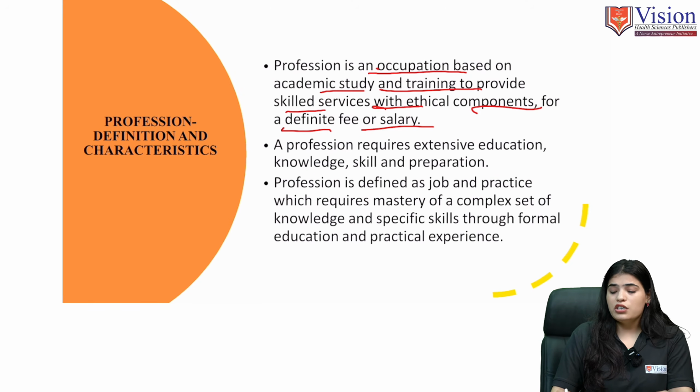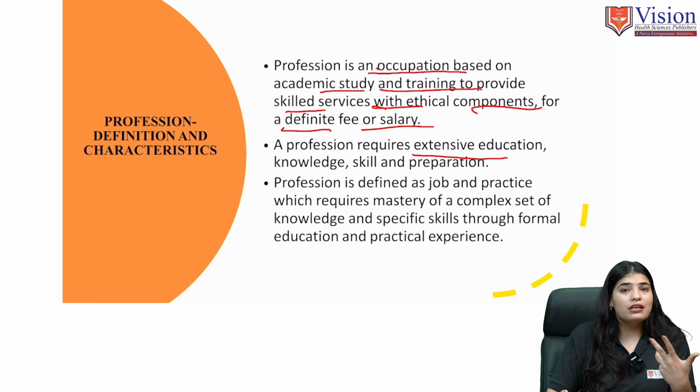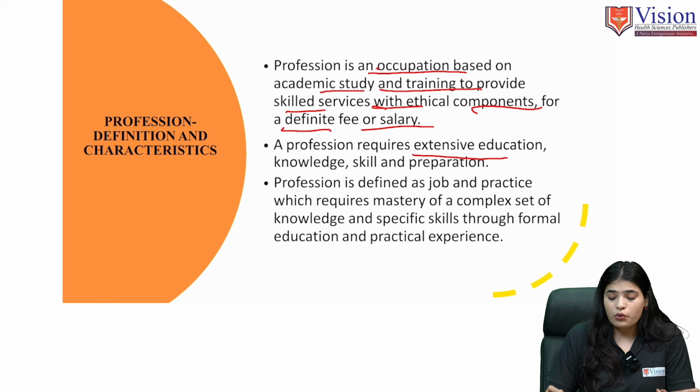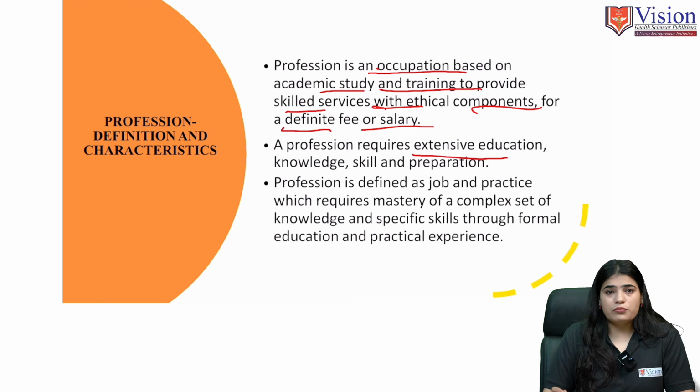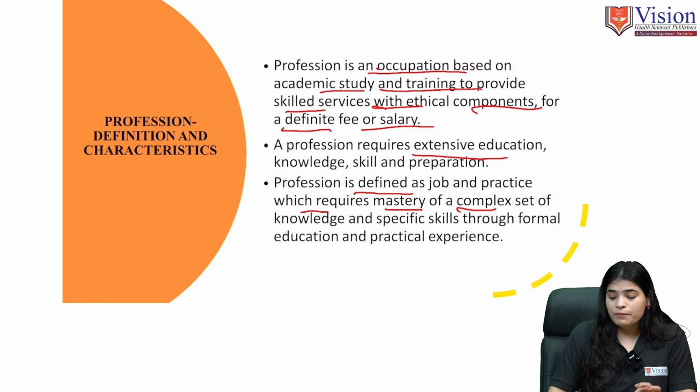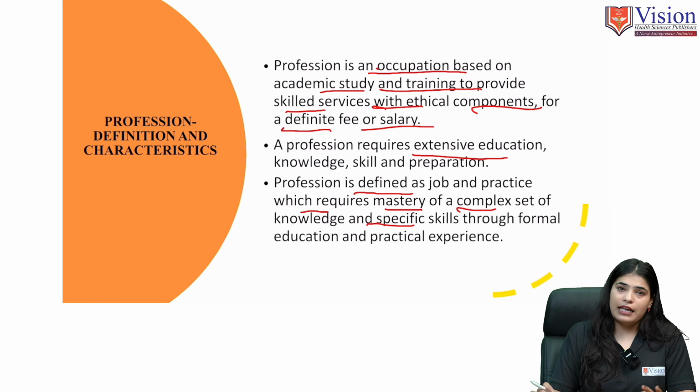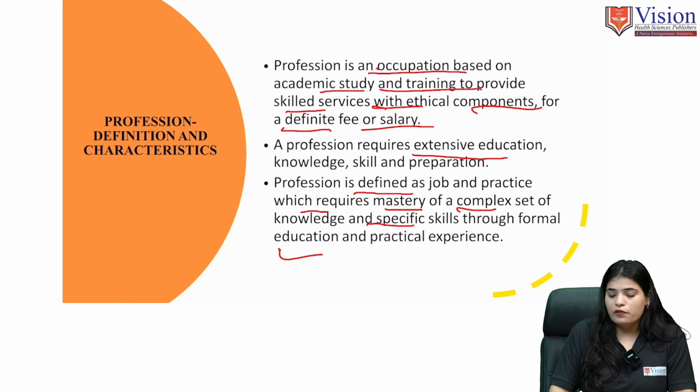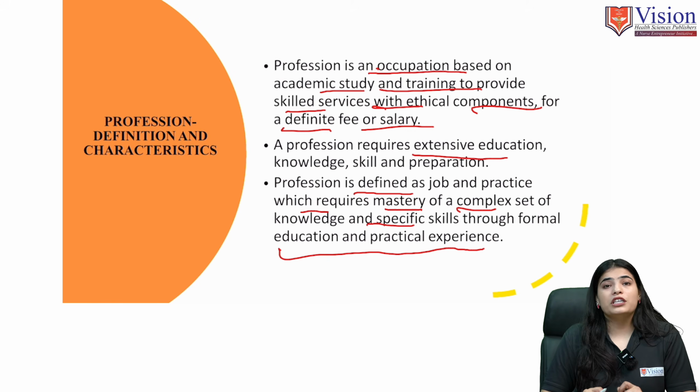So a profession requires an extensive education, it requires knowledge, it requires skills, it requires preparation. Okay, so nursing is a profession because there is a sound curriculum, there is a sound requirement of skills, so it is a profession. So profession is defined as a job and a practice which requires mastery of a complex set of knowledge and specific skills through formal education and practical experience. So nursing is fulfilling all these requirements to be a profession.